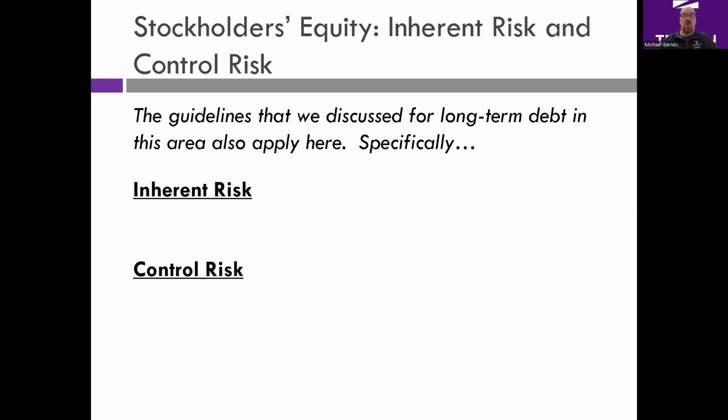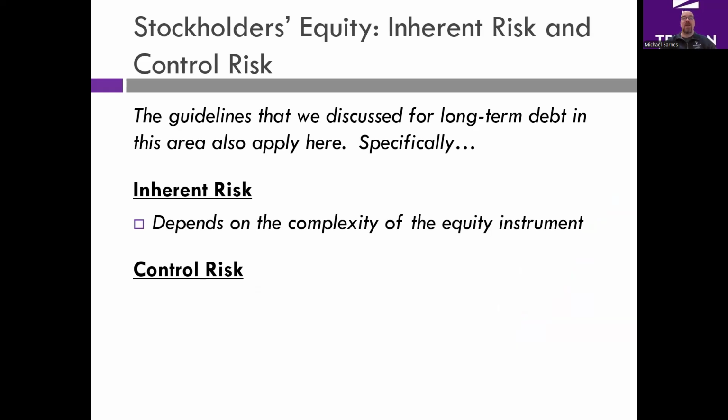All right. So the guidelines we discussed for long-term debt also apply here. Specifically, when we talk about inherent risk, it really depends on the complexity of the equity instrument. Remember, our example for debt on the complexity side was whether or not it was a hybrid instrument. If it's a hybrid instrument, it could either be debt or equity. So we could have convertible bonds, we could have convertible equity items. We could have instruments that have elements of both. It's really hard to provide proper valuation and proper treatment if we do not know specifically what it is. Again, very high subjectivity. So inherent risk is going to depend on the complexity of the associated instrument.